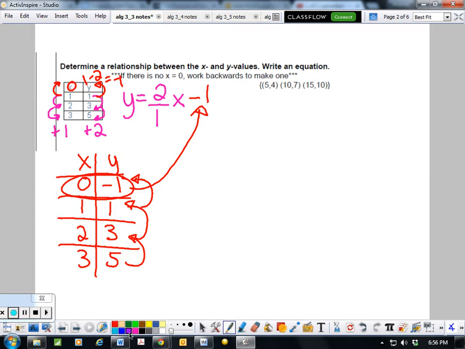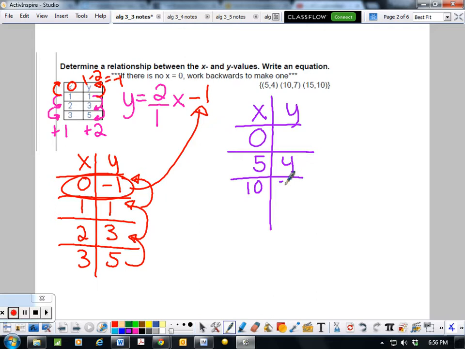Okay, so we have another one. It's not put in a table, but we've talked about how to take this and put it into a table before. So we're going to go ahead and start. And there is no 0, so I'm going to leave myself a spot for 0. And I have 5 and 4, 10 and 7, 15 and 10. So now we're going to go ahead and look at that pattern.